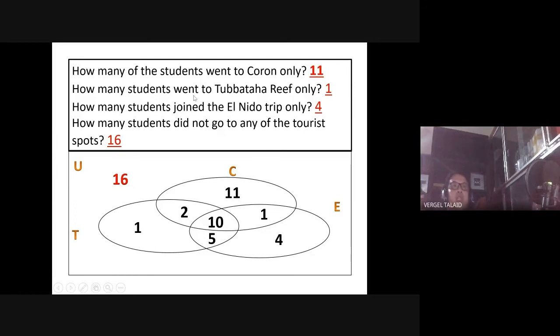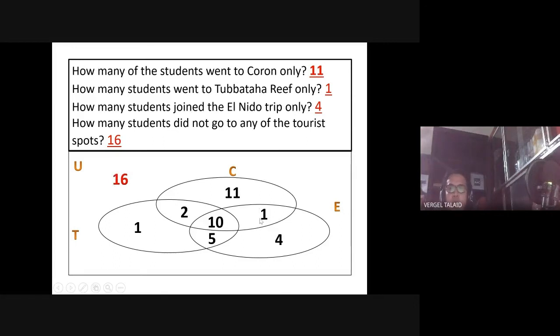How about how many students went to Tubataha Reef only? So Tubataha only. So we have here 1. Tubataha. Then how many students joined the El Nido trip only? So El Nido only, we have here 4. How many students did not go to any of the tourist spots? So they did not go to Tubataha, not to Coron, not to El Nido. So we have here 16. A total of 50.